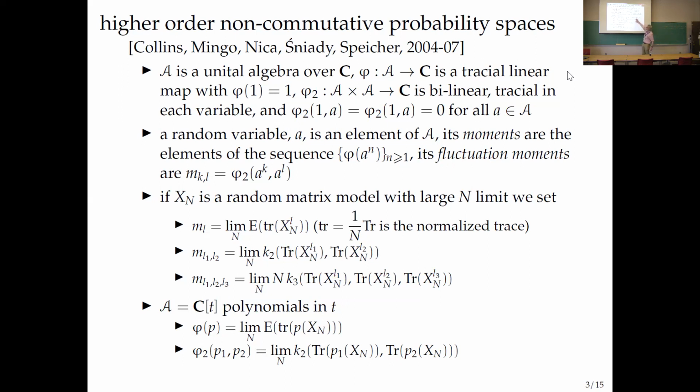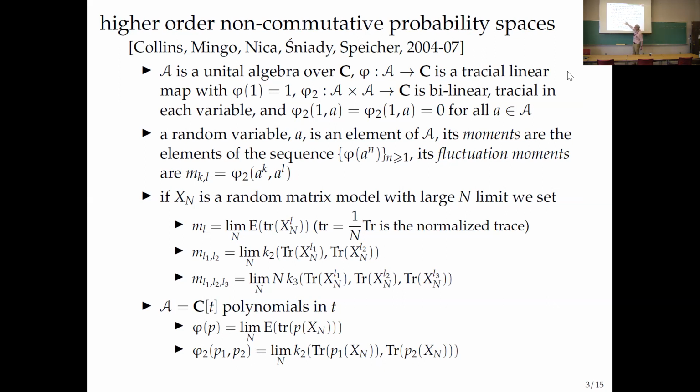So let's start with some random matrix ensemble. For example, it could be a Wishart matrix, a GUE matrix, or a GOE matrix. A large collection of examples will have this feature. So we take the Lth power, take the normalized trace, take the expectation, then take the limit. We suppose that limit exists, and we call the number m sub L.